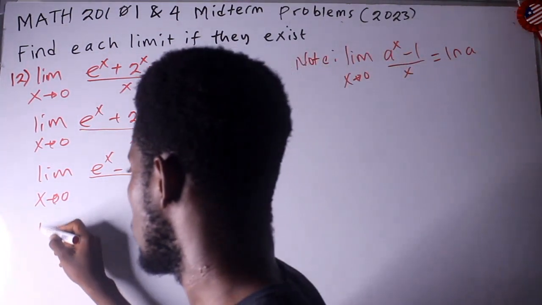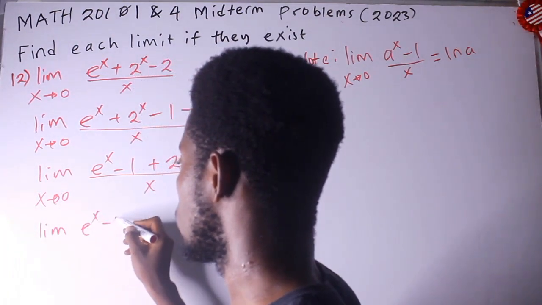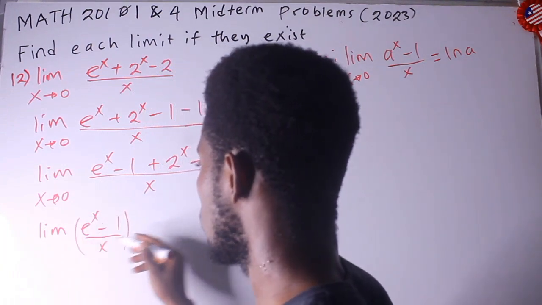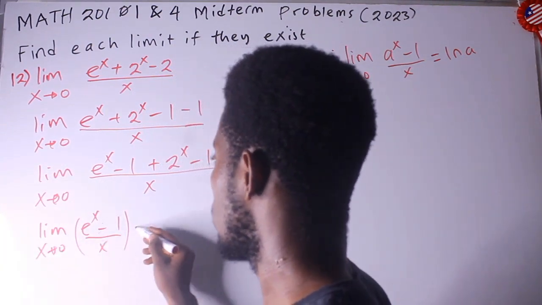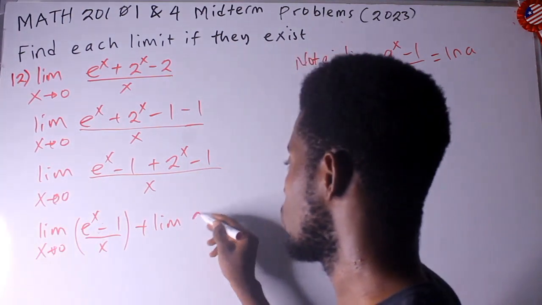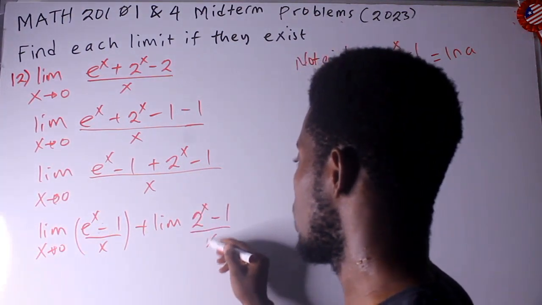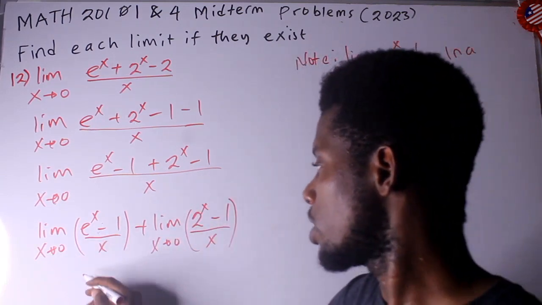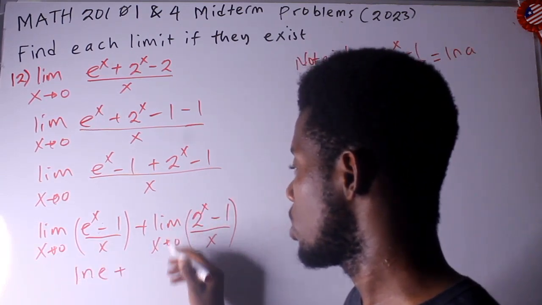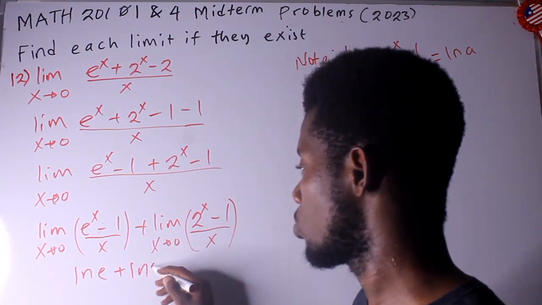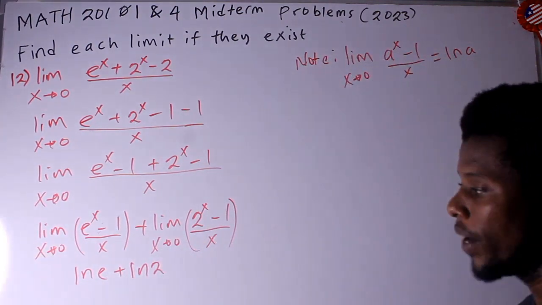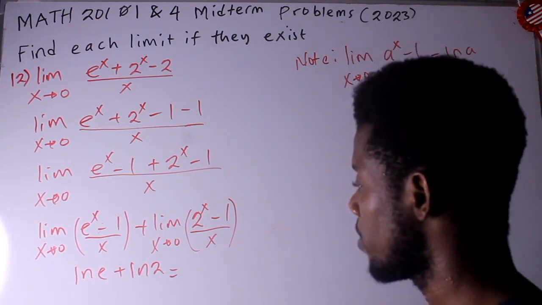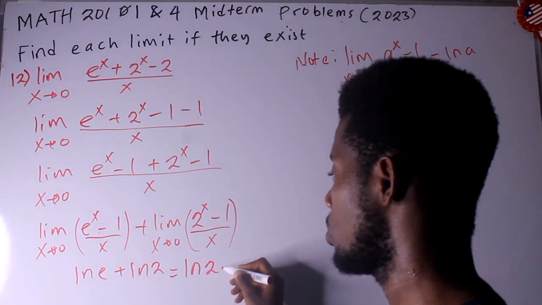So here I'll have the limit of e to the x minus 1 all over x as x approaches 0 plus the limit of 2 raised to the power x minus 1 all over x as x approaches 0. So because of that rule, this one is the ln of e plus this one is the ln of 2. Great. But we know that when we are adding two natural logs, we multiply. So this will be the ln of 2e.